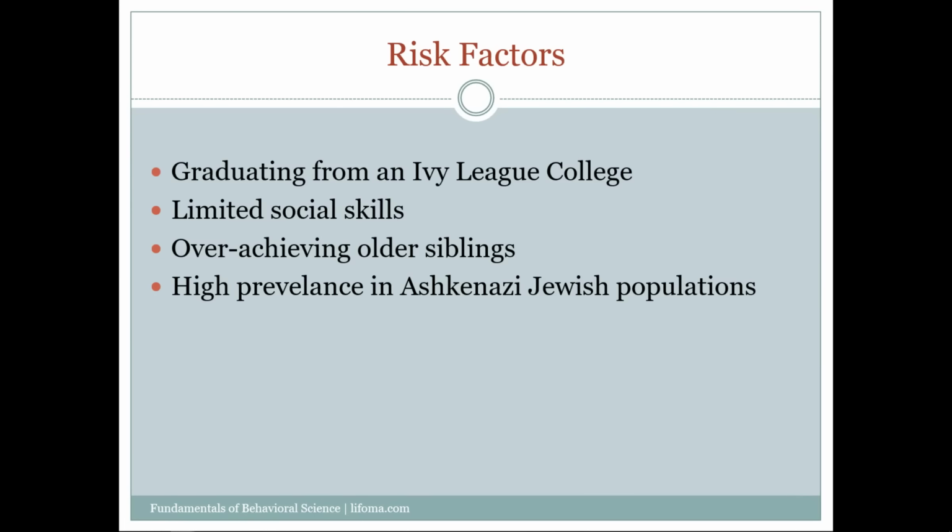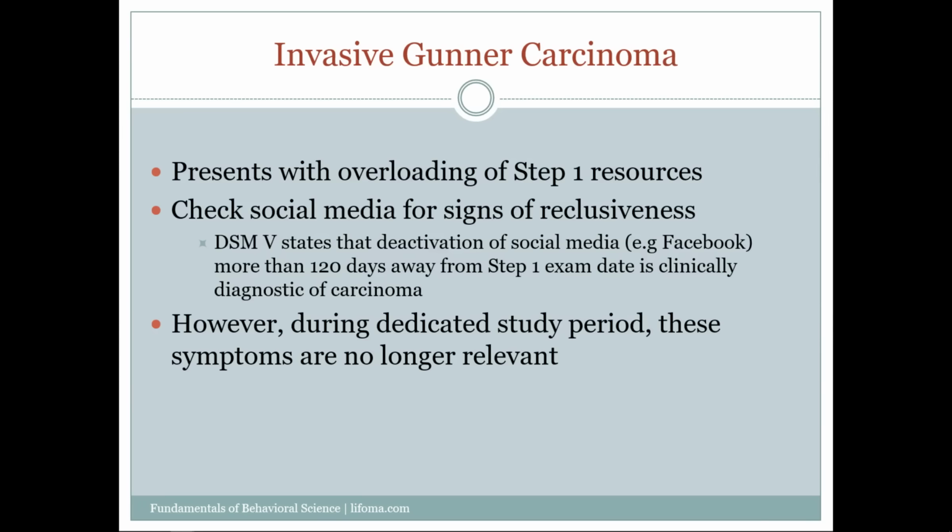Briefly, let's go over some of the other risk factors for gunnar carcinoma. Aside from study resources, graduating from an Ivy League college, limited social skills, and having a family history of overachieving older siblings can all contribute to developing carcinoma. There's been an observation of increased prevalence in Ashkenazi Jewish populations as well. Now, of course, once patients develop carcinoma in situ, they'll eventually develop invasive gunnar carcinoma.